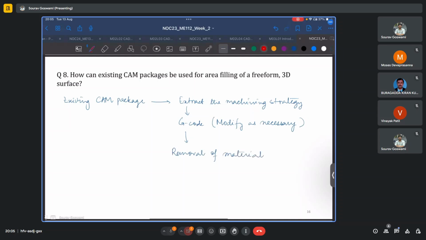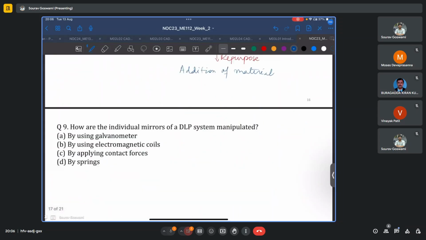From that, we will repurpose it towards the addition of material. Of course, it is, say, more involved and more complex than how I've mentioned it here. But this is the strategy which is used to adapt existing CAM packages for additive needs.